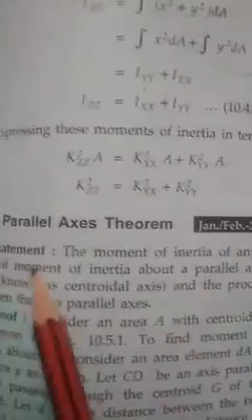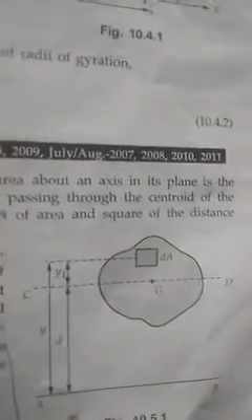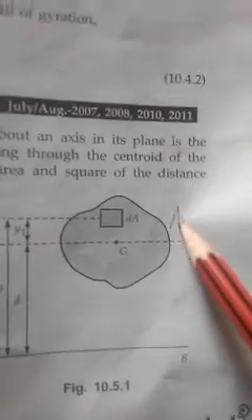Next is the parallel axis theorem. First, we'll see what the parallel axis theorem is. In this theorem, consider this is the reference axis AB. The given area is area A, and a small elemental area is dA.